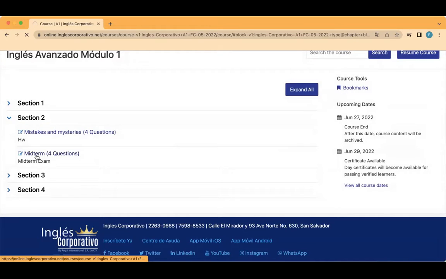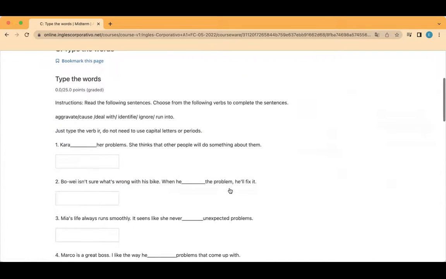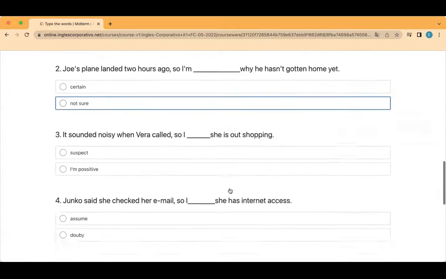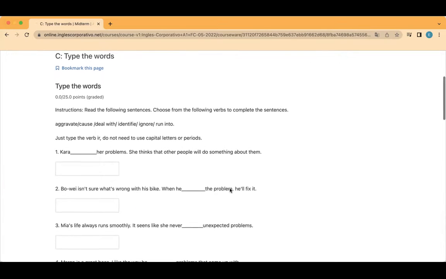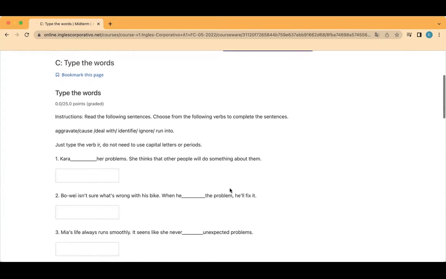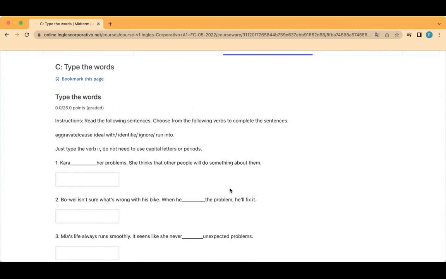In the midterm, I have the same problem, in this section. Let's see. I find the section is C. Is it in section C? I am in section C. Yes. For example, in the first case, it is ignores with S at the end. Yes, with S. Okay.